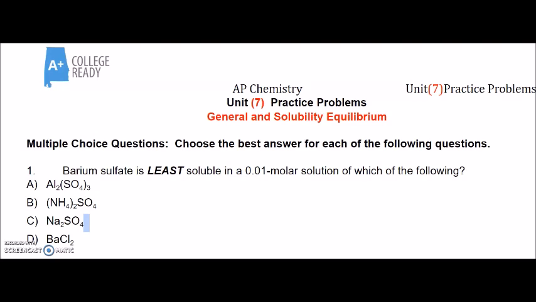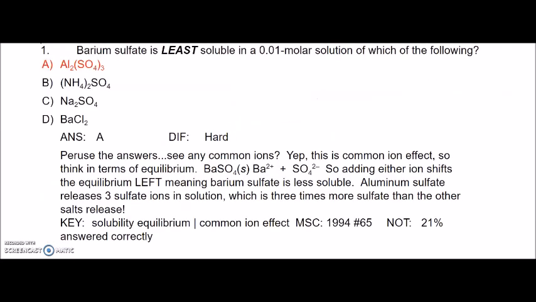Hello, I'm ready to go over with you the Unit 7 practice problems for general and solubility equilibrium. So let's get started. Multiple choice questions. Choose the best answer for each of the following questions. Number 1, barium sulfate is least soluble in a 0.01 molar solution of which of the following? So at this time, reread the question, look at the choices, pause the video, and we'll be right back with the answer. Well, how did you do?